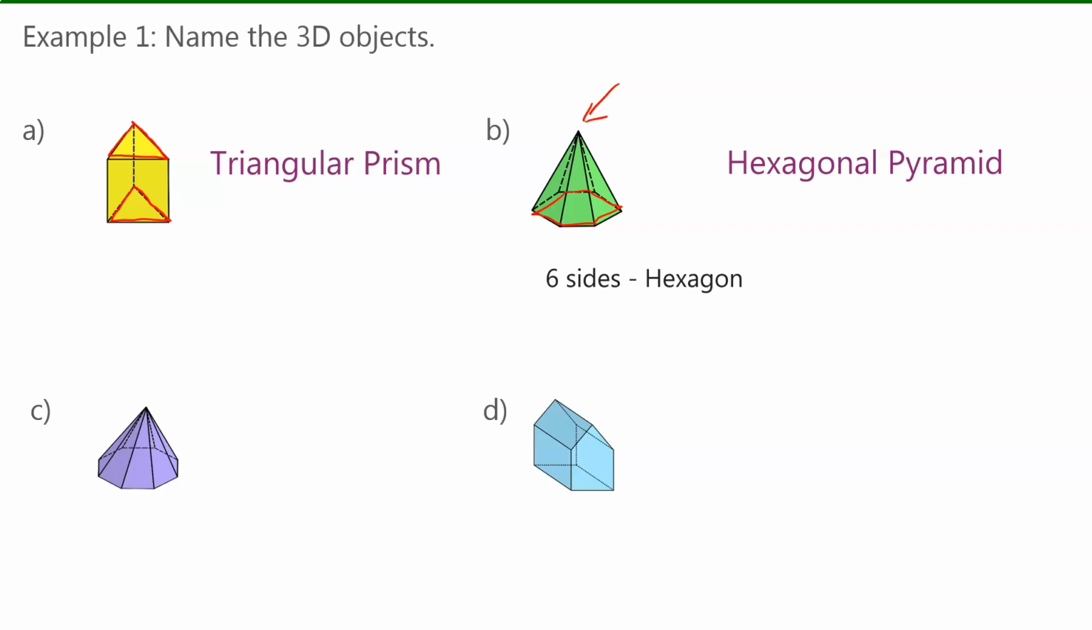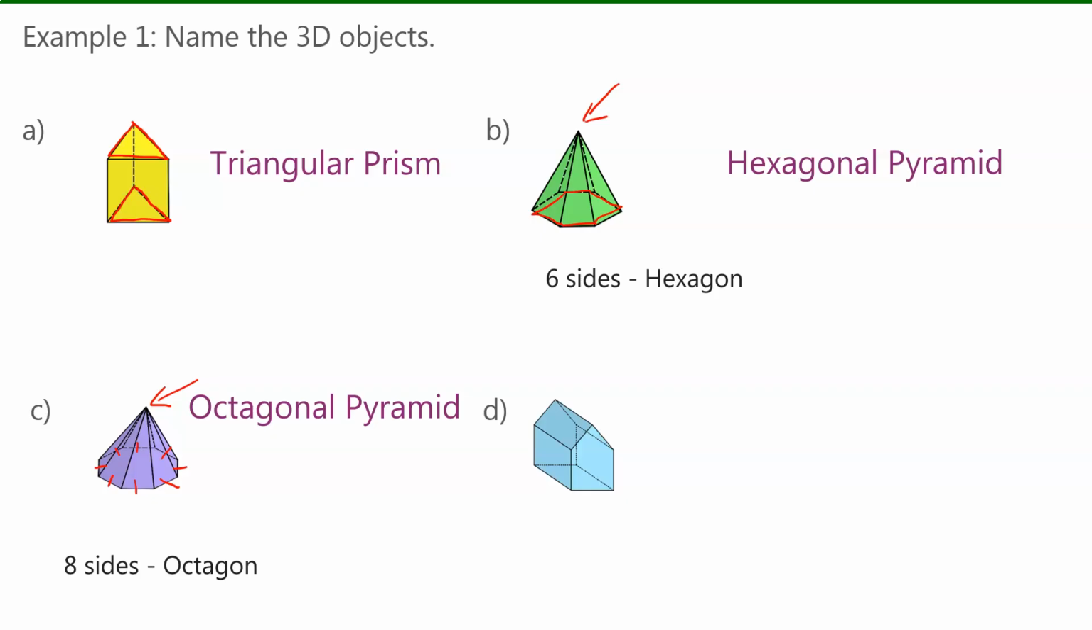Looking at example C, again I see one distinct base, and I can see 1, 2, 3, 4, 5, 6, 7, 8. 8 sides to that base, so that would be an octagon. The remaining sides are triangles, and again, they all meet at that one point above the base called the apex. So because the remaining sides are triangles, this would be called an octagonal pyramid.